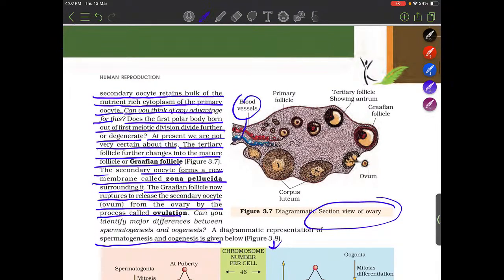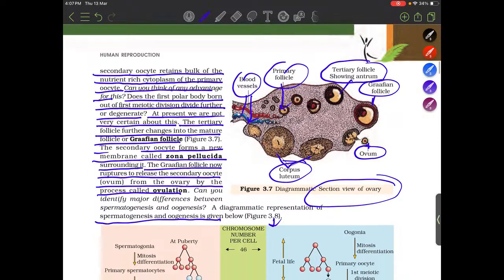So these are blood vessels and this is a primary follicle, this is the tertiary follicle showing antrum, this is the Graafian follicle, this is the ovum, and these are corpus luteum.